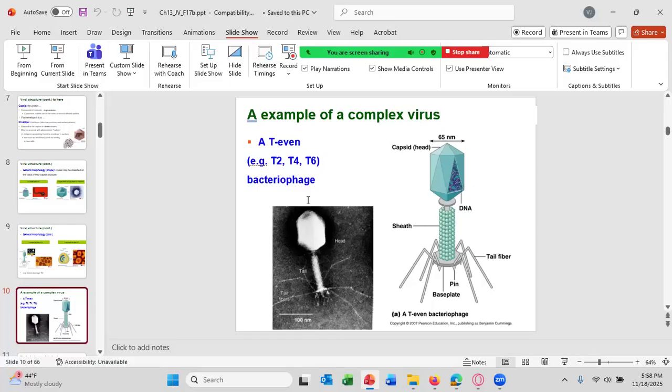T4 is called a bacteriophage. Bacteriophage means it is a phage or virus that infects bacteria cells. And we call a bacterial virus a bacteriophage. So that's the correct term for a bacterial virus. I tend to use the word bacterial virus and bacteriophage synonymously, which they are synonymous.